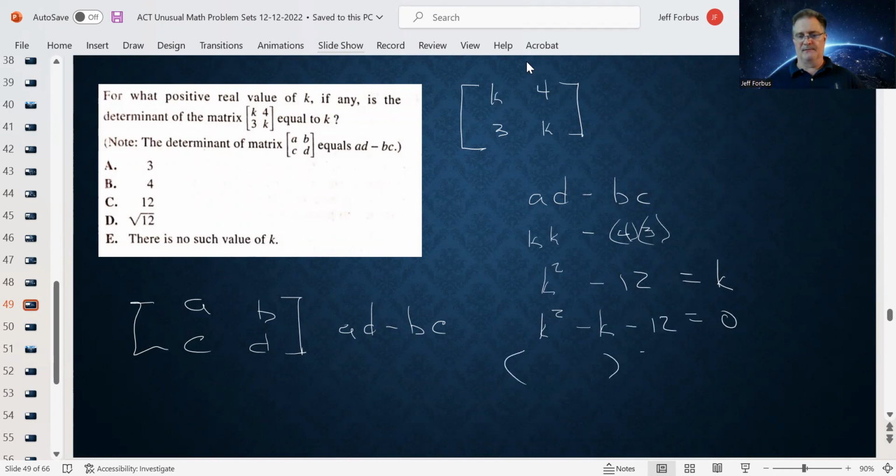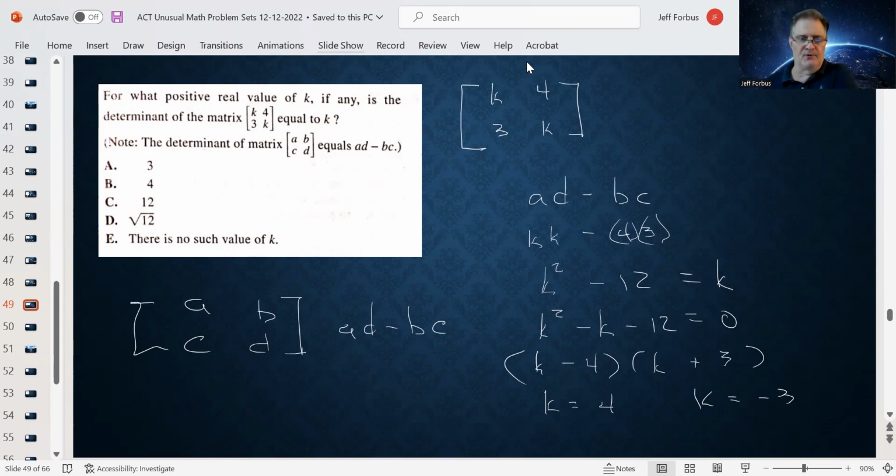You can factor this. When you factor this thing, we're going to have K and K. 4 times 3 is 12, and 4 minus 3 gives us 1. So we're going to have a 4 and a 3. Now, notice our signs are negative here, right? So we're going to have a negative and a positive. We need the 4 to be negative because the middle term is negative. So therefore, K will be equal to 4, or K will be equal to negative 3.